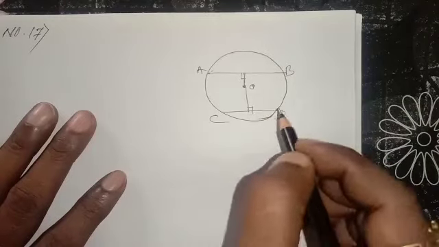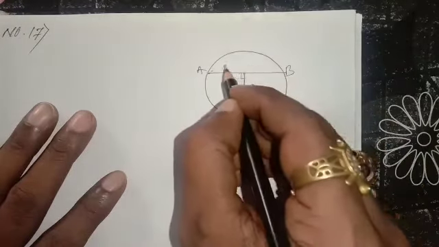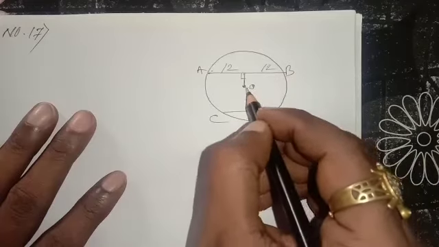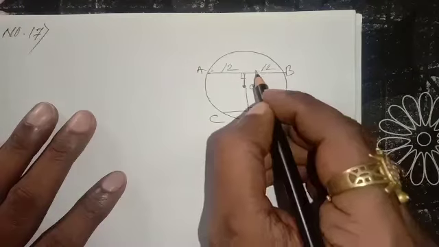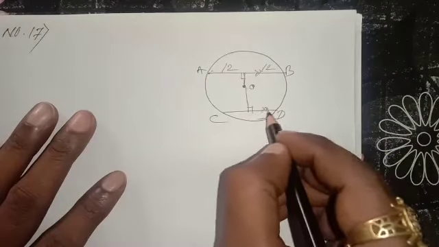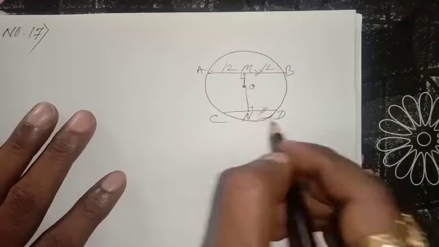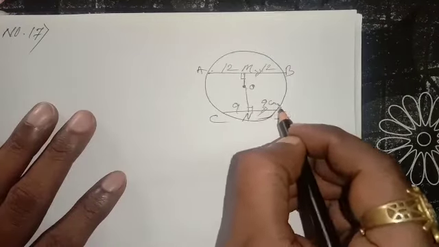CD. This chord length is 24, means this should be 12. If I draw perpendicular from center to this chord, and these two chords are parallel to each other. Let this be M and N. And this one is 18. 18 means 9 and 9 centimeter.